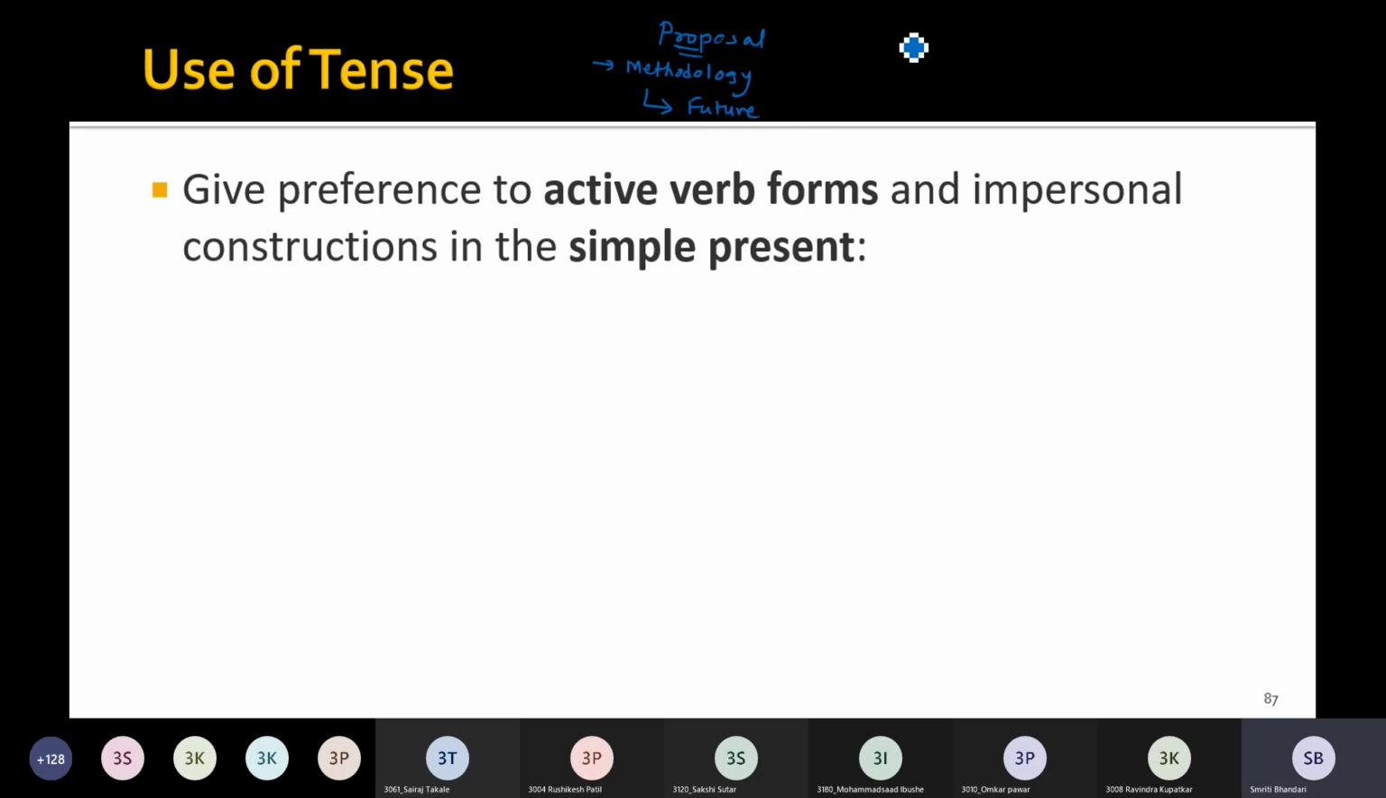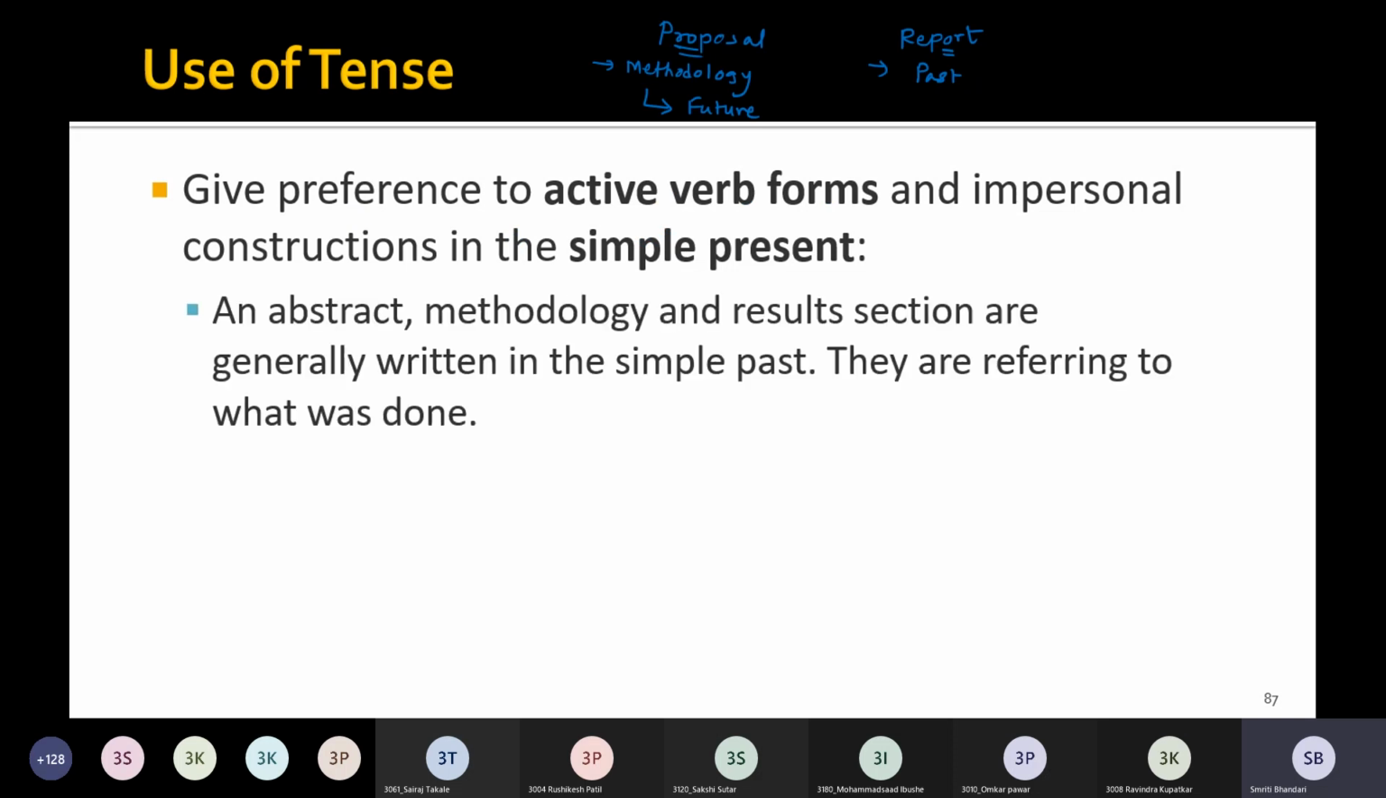So you should use future tense here. But whenever it comes to the report, you have implemented the methodology. You have already carried out the experimentation. You have implemented the methodology and you now have the results with you. So whenever it comes to a report, you should use the past tense while describing the methodology, because it has already been implemented. Also give preference to active verb forms and impersonal constructions in the simple present.